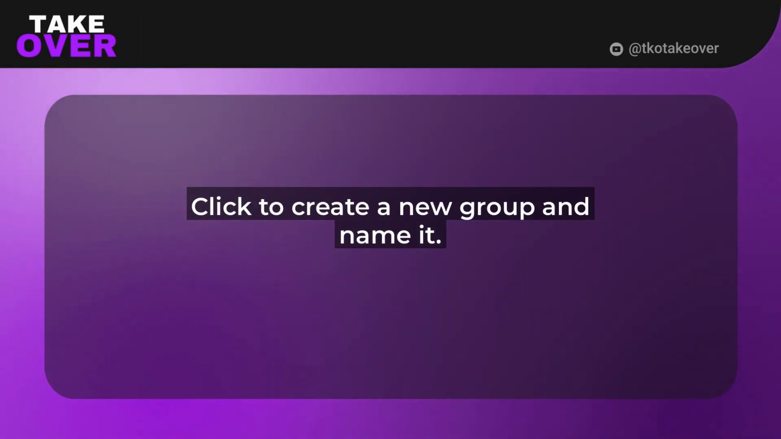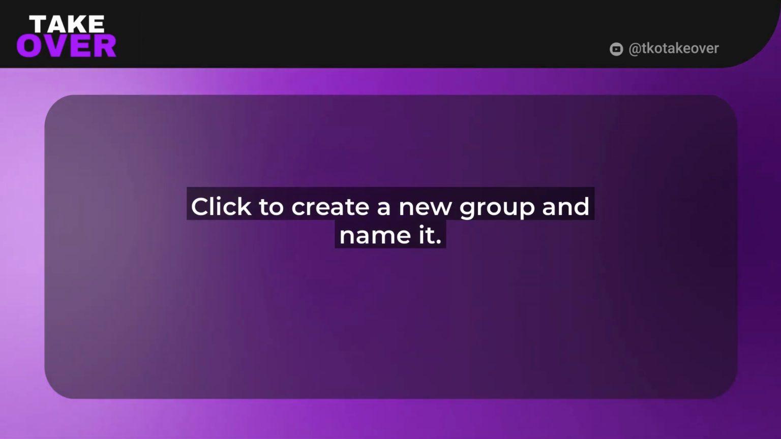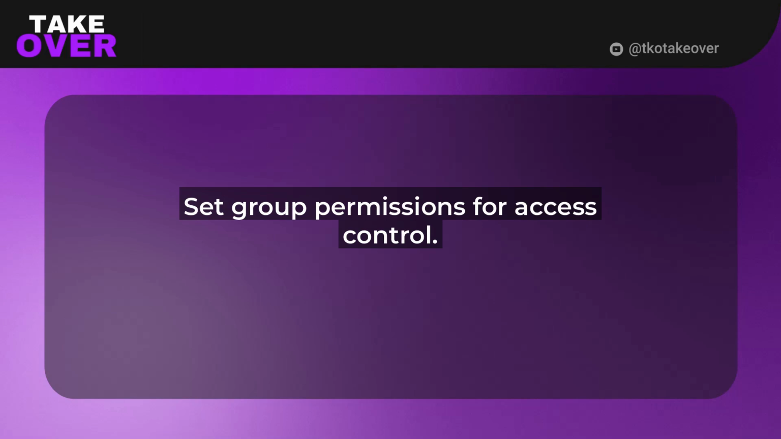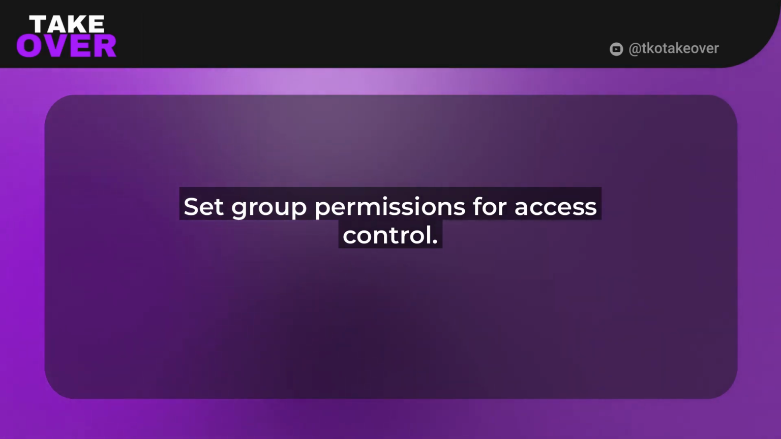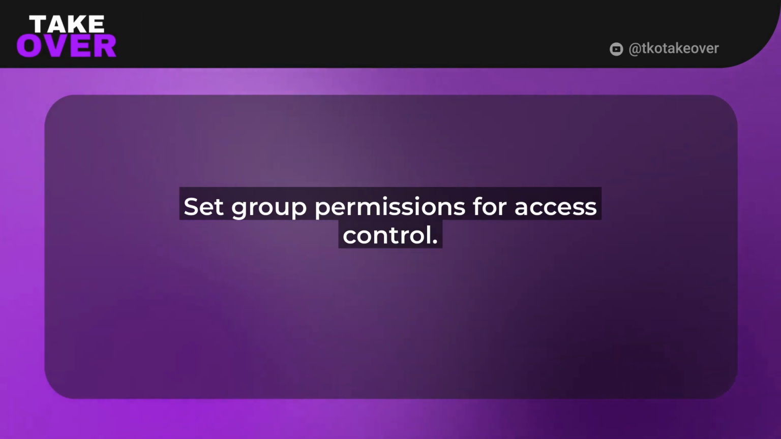Give your group a clear, descriptive name, like Marketing Team 2025, and add a description to explain its purpose. This helps everyone know what it's for right away. Don't forget to set the group's permissions. You can choose who can view or edit content. For instance, select Members Can View if you want to keep things read-only, or go full access for collaborative projects. Once that's sorted, hit Create. Boom! You've got a new group.